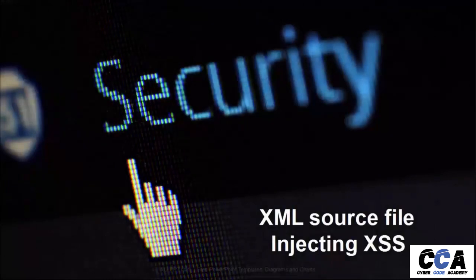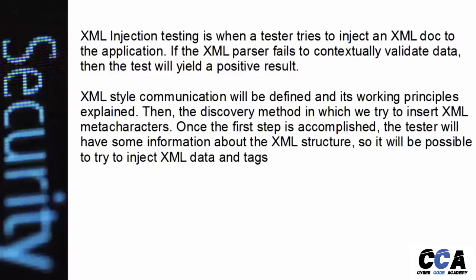Welcome. In this video, we'll learn XML file access vulnerability. XML injection testing is when a tester tries to inject an XML doc into the application. If the XML parser fails to contextually validate data, then the test will yield a positive result. XML style communication will be defined and its working principles explained. Then the discovery method, in which we try to insert XML meta characters. Once the first step is accomplished, the tester will have some information about the XML structure, so it will be possible to inject XML data and tags.